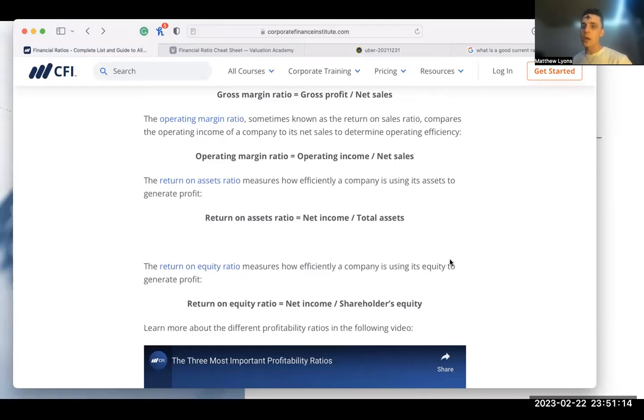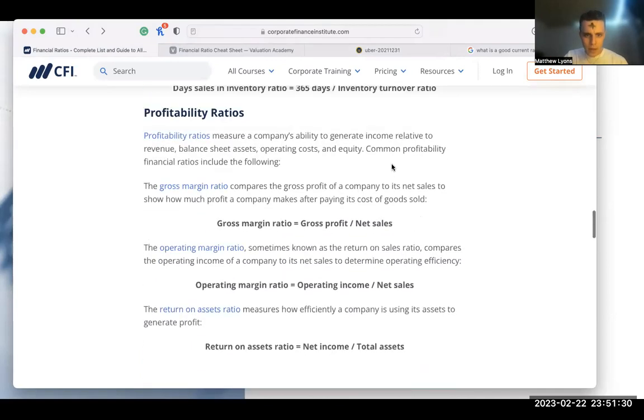Remember, shareholders' equity, shareholders, that's people investing in our company. That's ownership percentage, or our owners. How well are we using our owners' money, our shareholders' money, to turn a profit? How well are we using our assets to turn a profit? And then our gross margin: after paying our cost of goods sold, what are we left with?